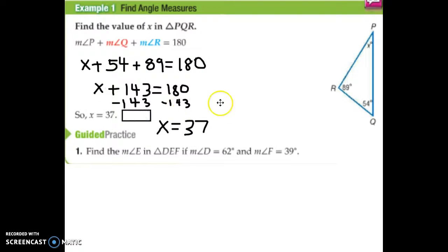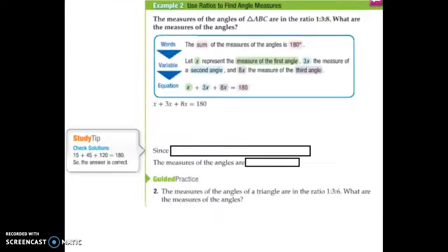Good, 37 degrees. You can always double check your answer. Take 37 plus 54 plus 89. Make sure they add up to 180. Now, guided practice, same thing. You know two angles down here. How do I find my third? Well, I add these together, and then I'll subtract them from 180, just like we did up here.